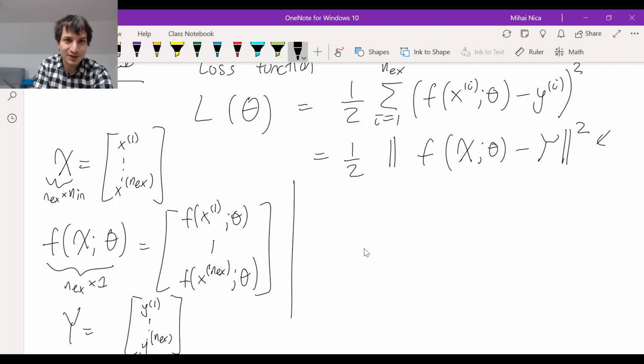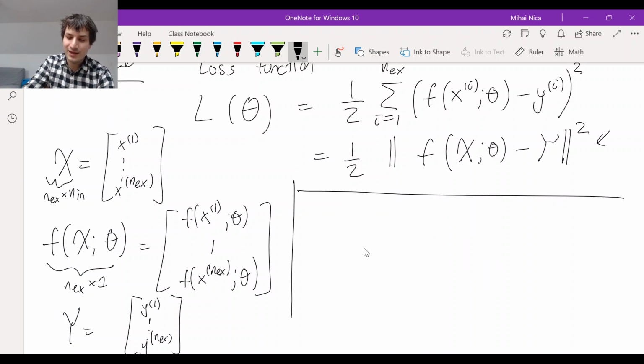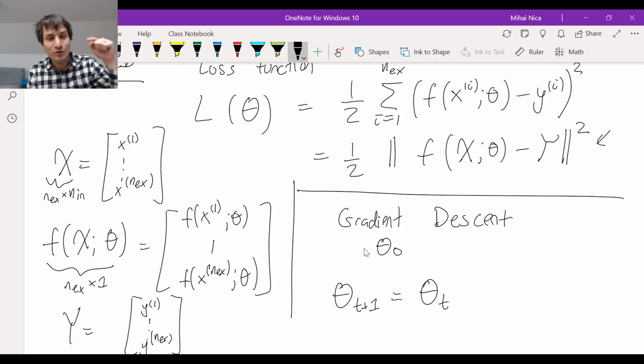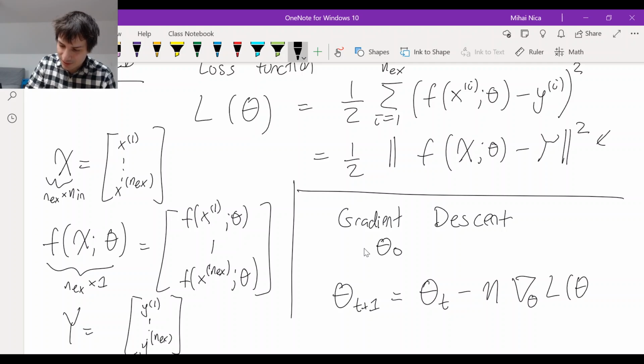How do you go from the loss function to training? The normal way is to do something called gradient descent. In gradient descent, you have an initial parameter value theta 0, and then you update it: theta 0, theta 1, theta 2, theta 3. You update according to this rule: theta t plus 1 is theta t, and you move in a direction so that the loss function is decreasing. That's why it's called gradient descent. You're descending along the gradient. So it's theta t minus some learning parameter eta times the gradient of the loss function.